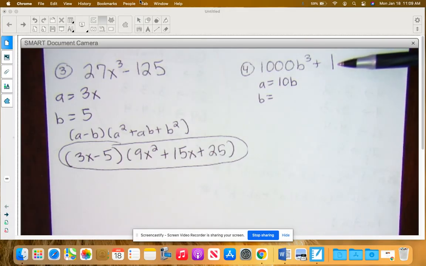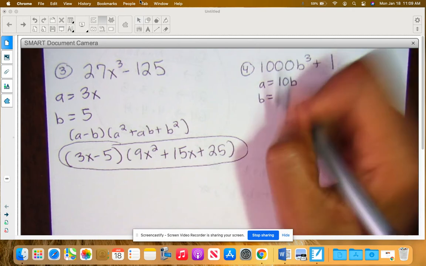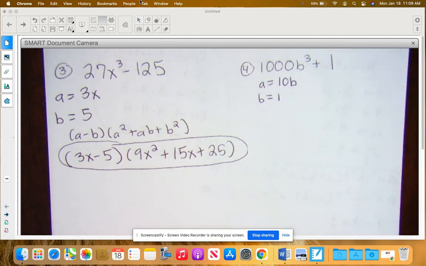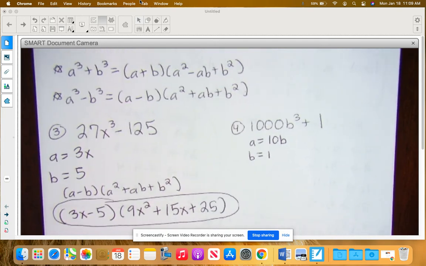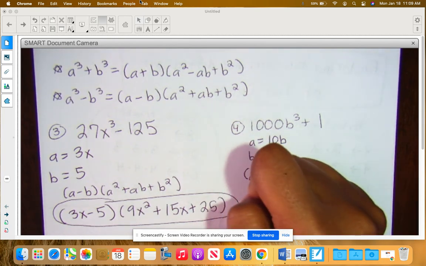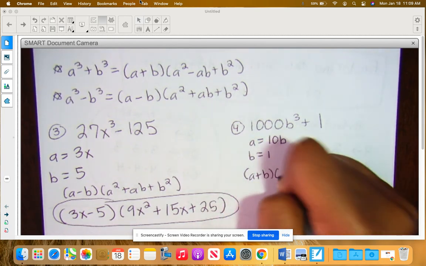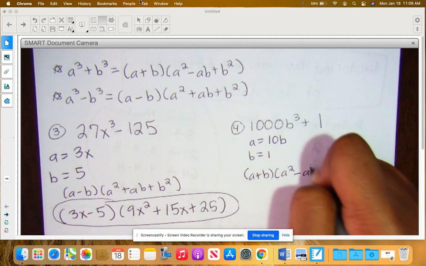If I break down 1, it's very straightforward. 1 times 1 times 1 is 1. So it gives me 1. And the formula that we're using for this one is the sum, because I have a plus sign in the middle here and I got a plus sign in the middle there, so I'm using the sum. So we'll rewrite that so we can plug in our numbers and variables in the correct spots.